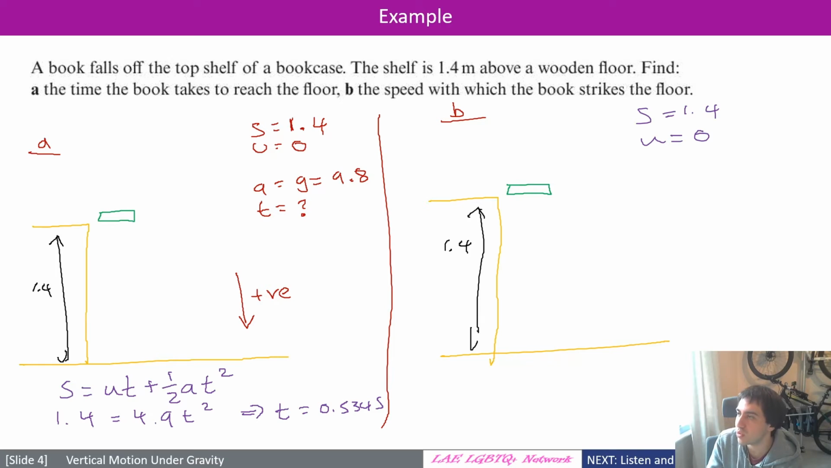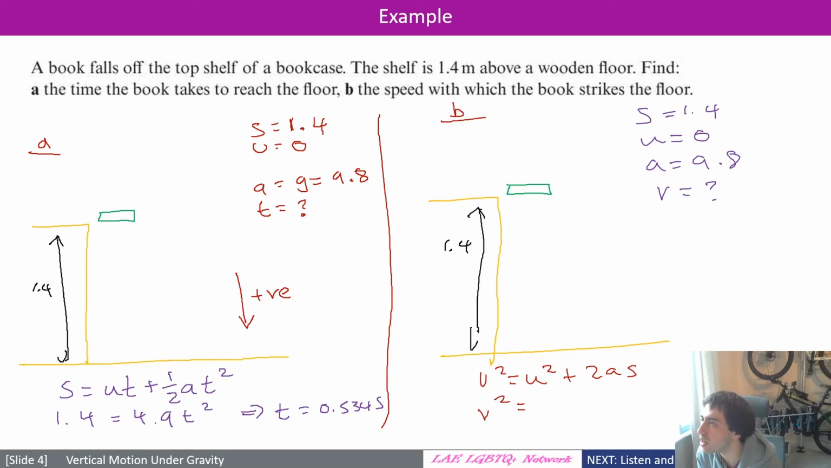What's changed is I'm not interested in time anymore. I'm interested in the speed with which the book strikes the floor, so that's v. So my v is my unknown. So my SUVAT equation then is going to be v squared equals u squared plus 2as. v squared therefore equals 0 plus 2 times 9.8 is 19.6 times 1.4. So v is basically going to be the square root of that.